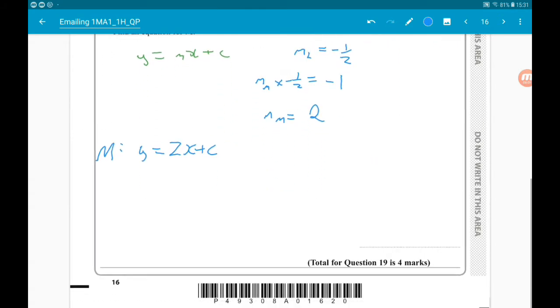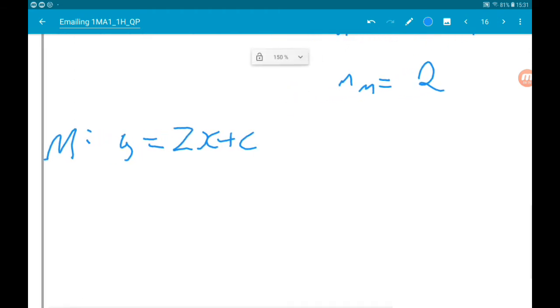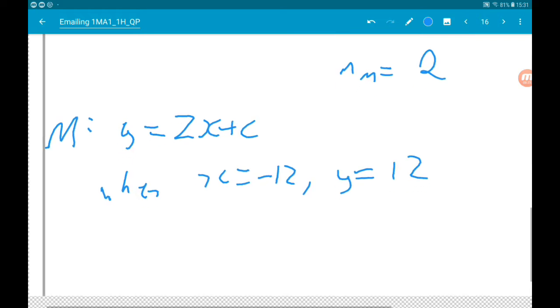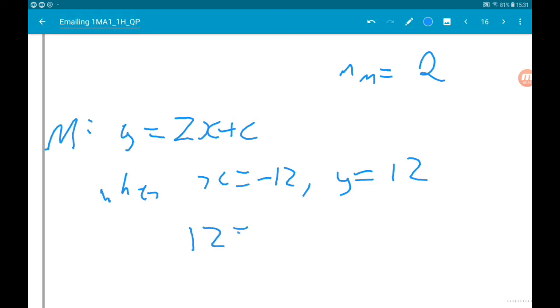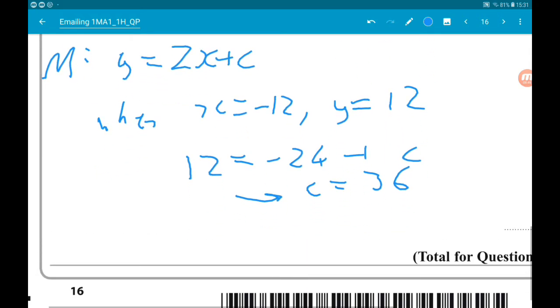We can find the value of C. So we now know when x is minus 12, y is 12, so we get 12 is equal to 2 times minus 12, so minus 24, add C. So C is 36 and the equation is y equals 2x add 36.